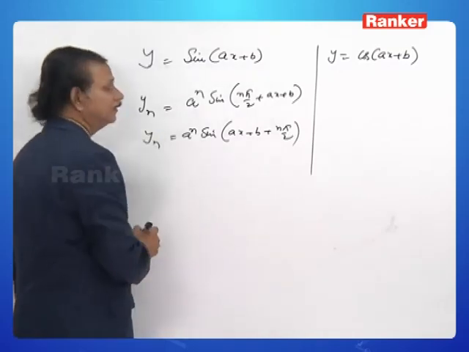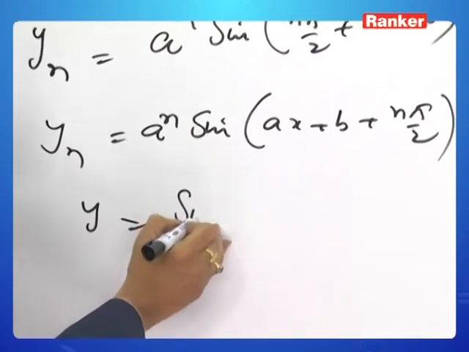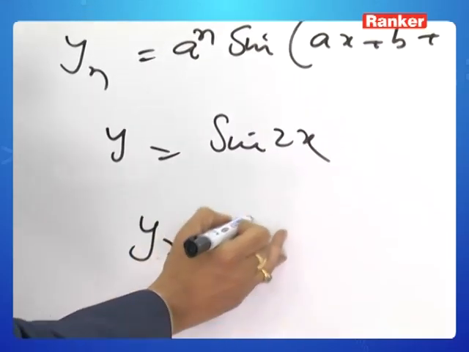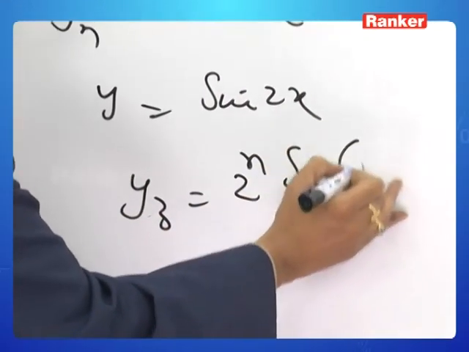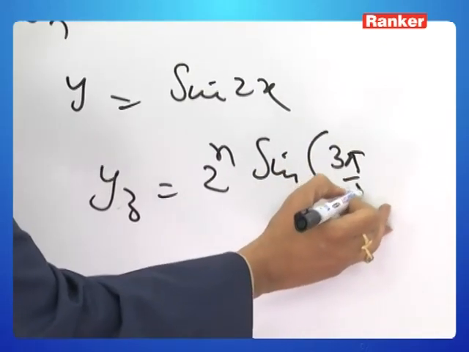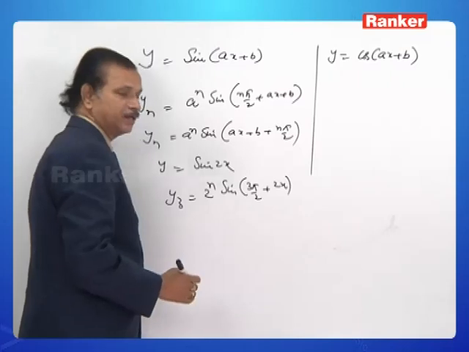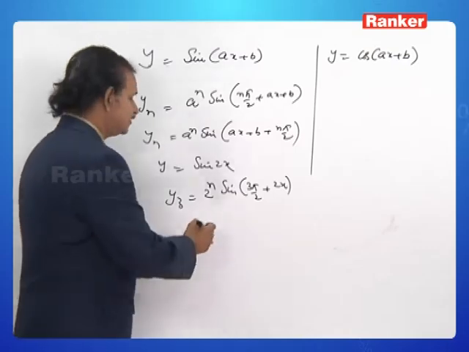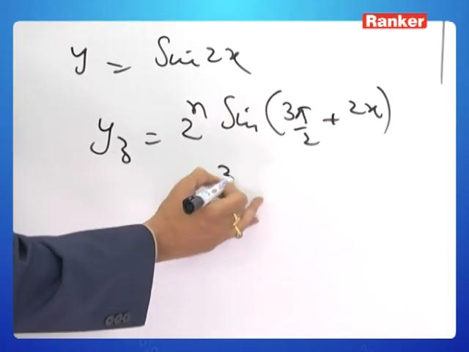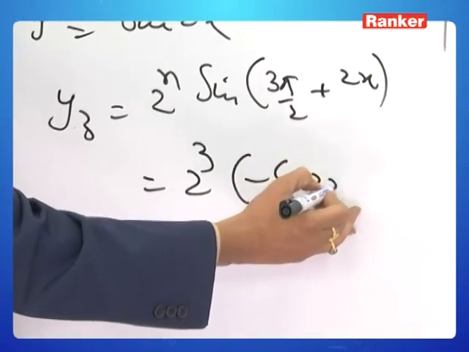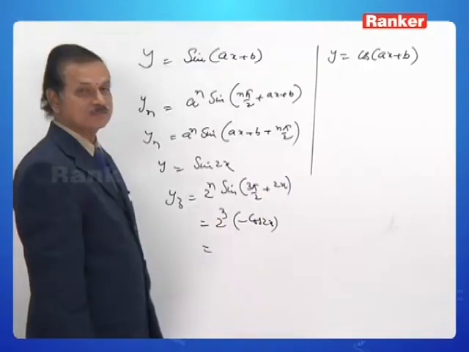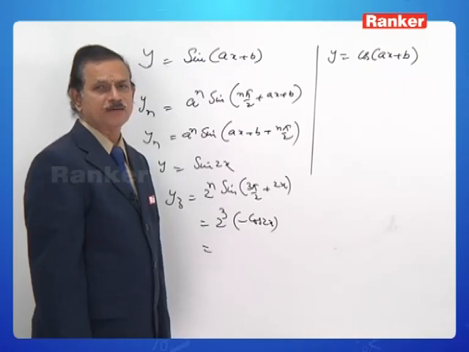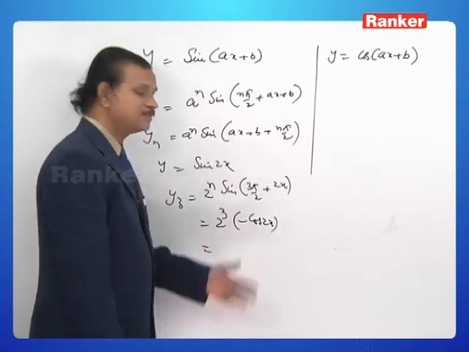This is yn. Suppose I have y is equal to sine 2x and I like to have the third derivative. y3 is equal to 2 power 3 into sine of 3 pi by 2 plus 2x. 3 pi by 2 plus means fourth quadrant, so it is negative. Therefore, it is minus cos 2x. 2 power 3 into minus cos 2x, therefore minus 8 cos 2x. You can verify: y1 is 2 cos 2x, y2 is minus 4 sin 2x, y3 is minus 8 cos 2x, like that.